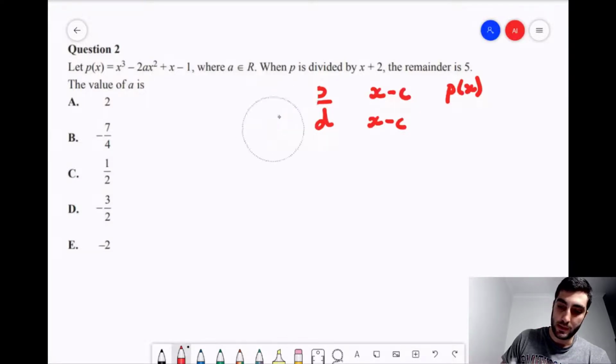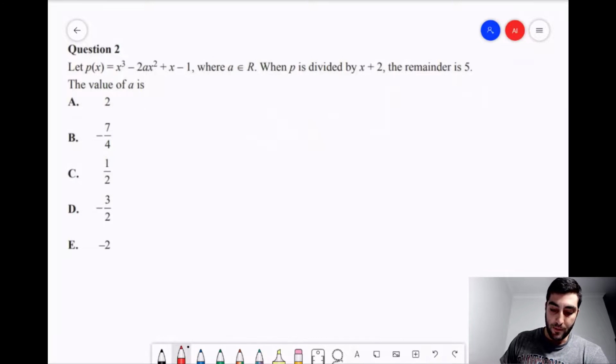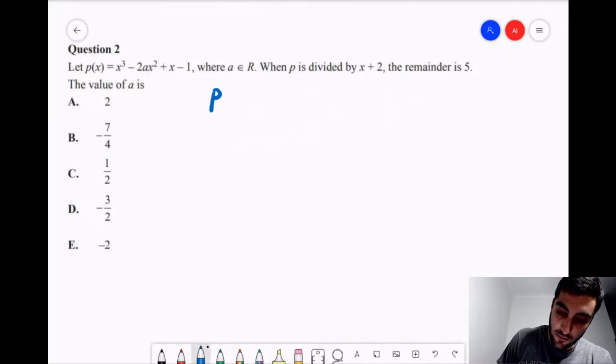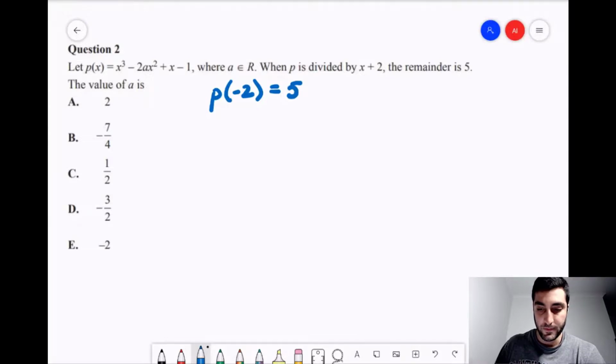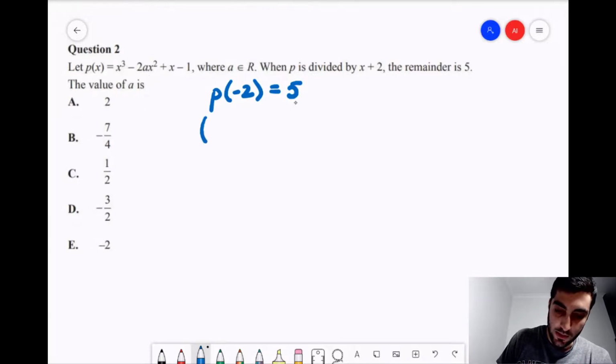So I'll get rid of this because this is all in general. What that means for this specific question is we have p of minus 2 is equal to 5. So when dividing by x plus 2, we would sub in minus 2, and the remainder is 5 there. So now all we have to do is take this cubic here, let x equal minus 2, equate that with 5, and we should be able to solve for a. So you can do this on a calc or do it by hand. It's not too difficult, so I'm just going to continue doing it by hand.